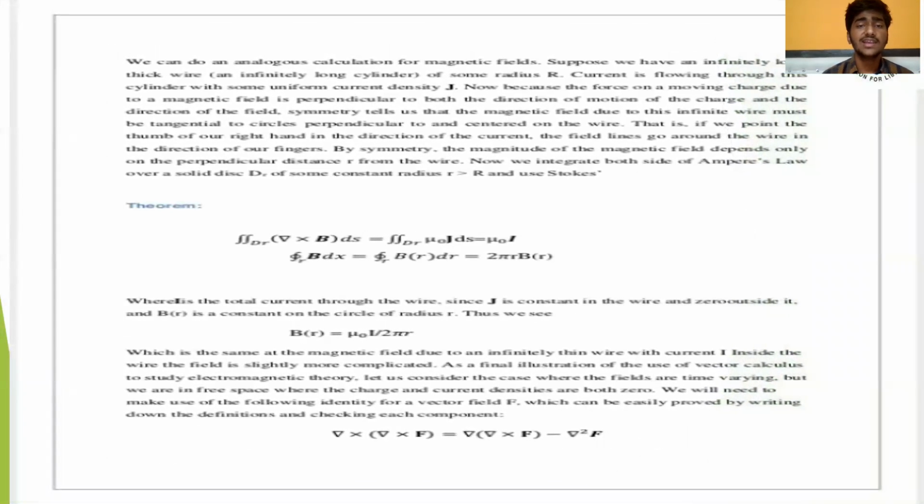We can do analogous calculations for magnetic fields. Suppose we have an infinitely long thick wire of radius r. Current is flowing throughout this cylinder with some uniform current density J. Now, because of the force on a moving charge due to the direction of the field, symmetry tells us that the magnetic field due to this infinite wire must be tangential to circles perpendicular to and centered on the wire.